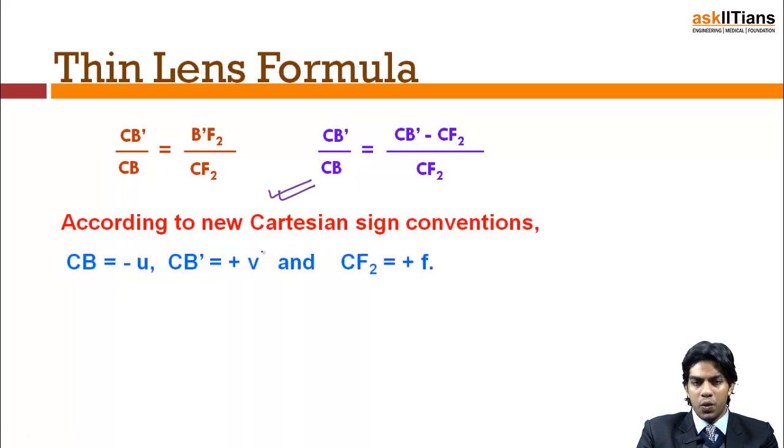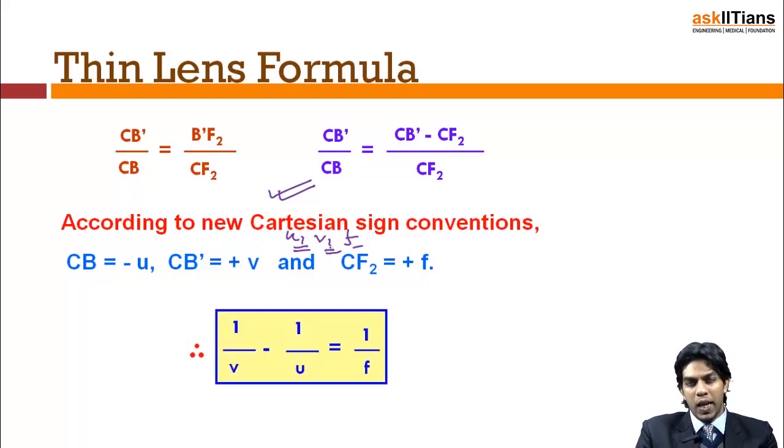Respecting the sign convention which we already have, and substituting the values of the different horizontal distances, all the horizontal distances will be expressed in terms of U, V and F, by addition, subtraction or a combination of these three. So we end up getting the most coveted thin lens formula: 1 by V minus 1 by U equals 1 by F, V being the image distance, U being the object distance and F being the focal length.